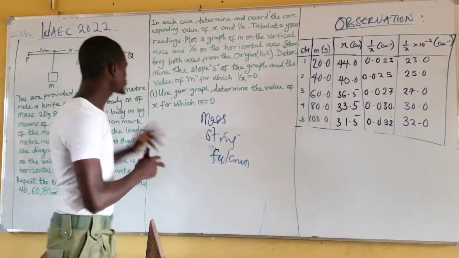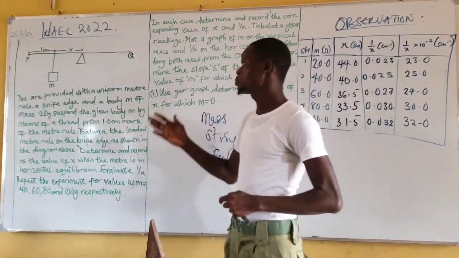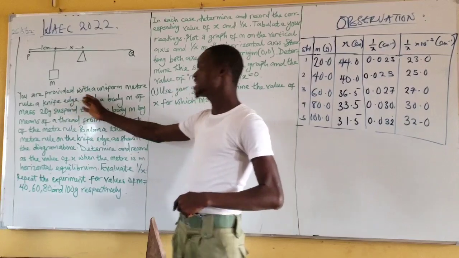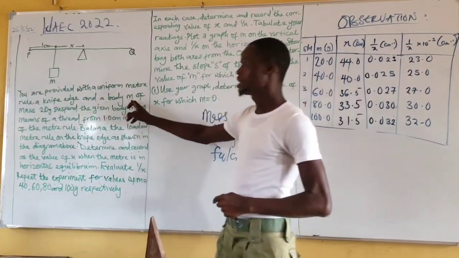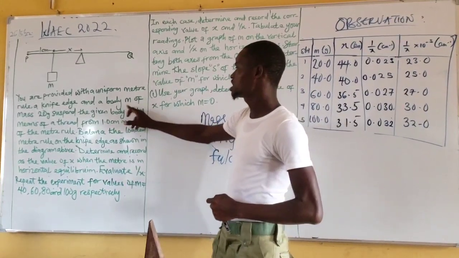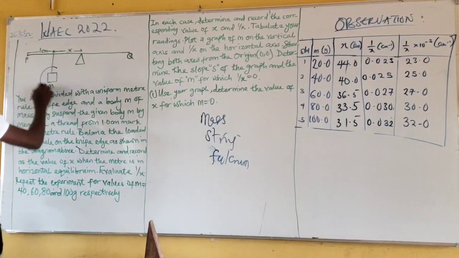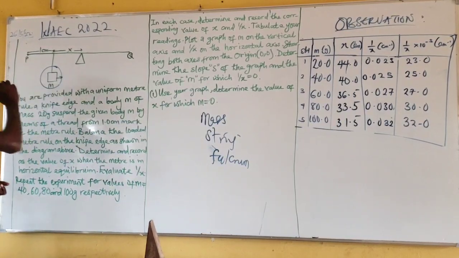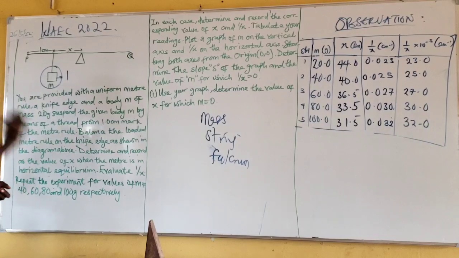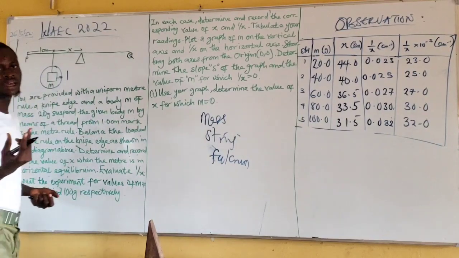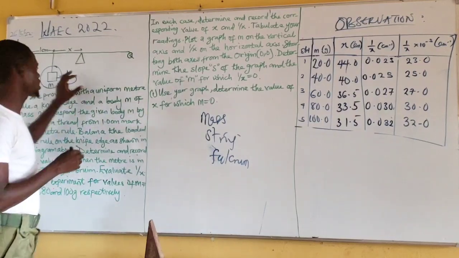Now, what are we given today in the experiment here? We are asked to provide a uniform meter rule, a knife edge, and a body M. This body M denotes my mass, and my mass hanger should be provided in this place here. The function of the mass hanger is to hang each of your masses in this place.